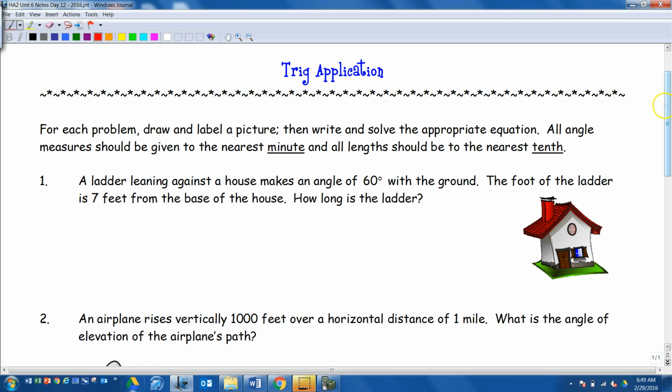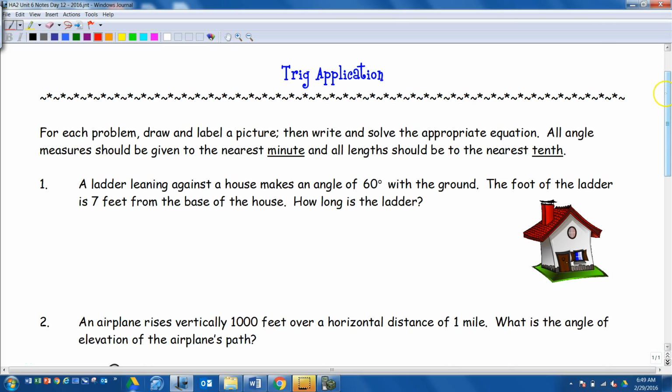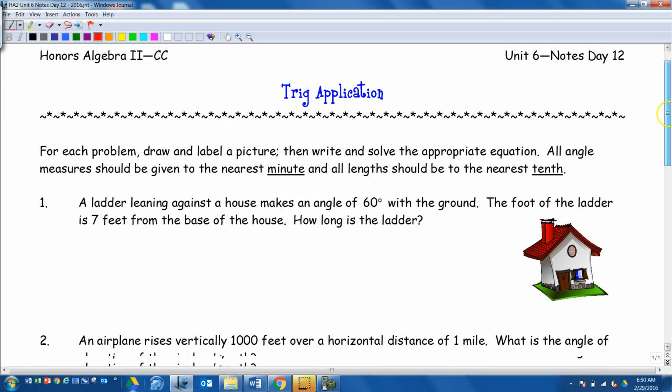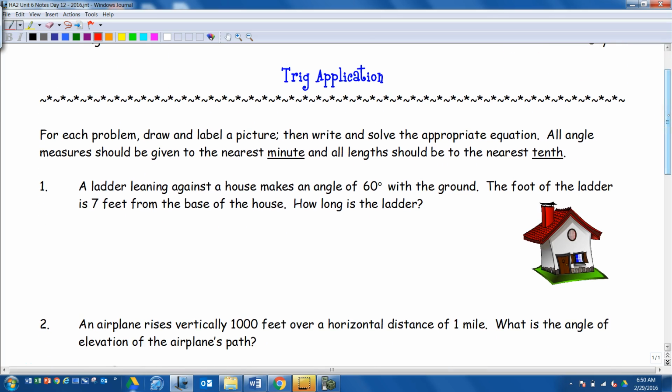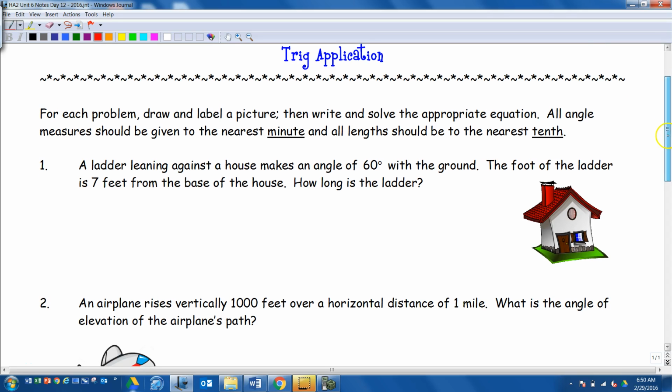Alright class, this is the last video for Unit 6, Trig Applications. Basically this is a review from geometry. So for each problem we're going to draw and label a picture, then write and solve the appropriate equation. All angles should be given to the nearest minute and lengths just to the nearest tenth for this worksheet.